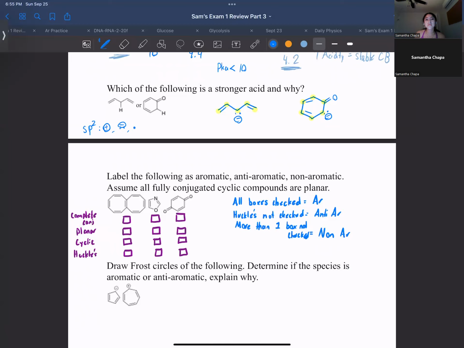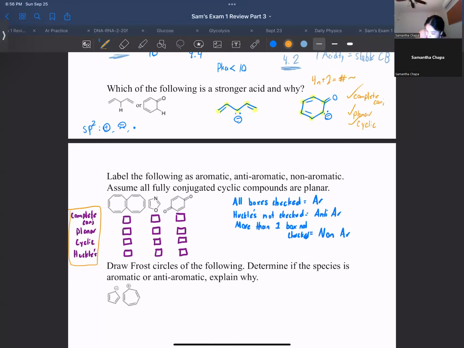So then, completely conjugated, but the one on the right is a cyclic compound. So since it's cyclic and completely conjugated, we know we're probably going to be looking into the aromaticity of this. So we check off some of the boxes. Down here, these are the rules for aromaticity. This is completely conjugated, complete conjugation. Okay, so then since we're completely conjugated, we're planar. That's one of the rules. If we're completely conjugated, that means we are planar. We are cyclic. This is a cyclic compound. And now we need to see if this follows Huckel's law.